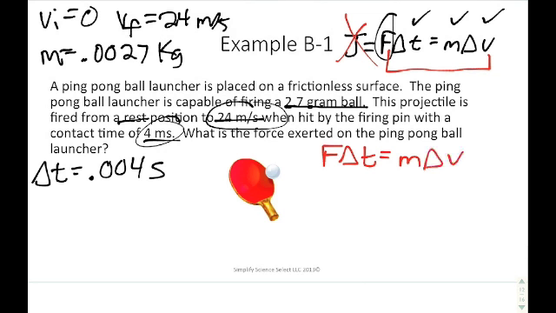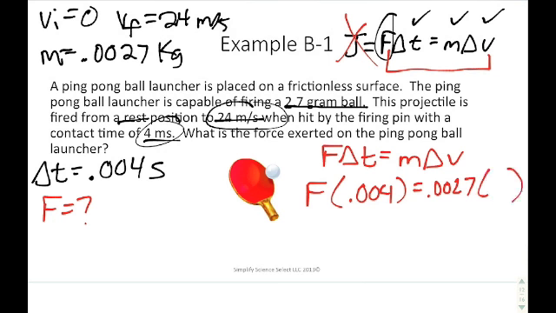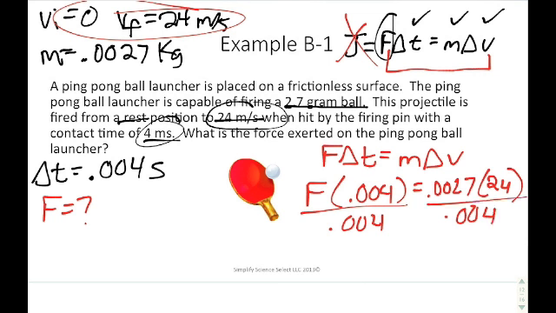So trying to solve for force, that's what I'm looking for. So it's F times 0.004 equals 0.0027 times the change in velocity. Now remember, the change in velocity represents the final minus the initial. So in our case, 24 minus 0, which is 24. At this point, you would divide both sides by 0.004 to get F by itself. And when you do that, 0.0027 times 24 divided by 0.004 gives you a value of 16.2 newtons.